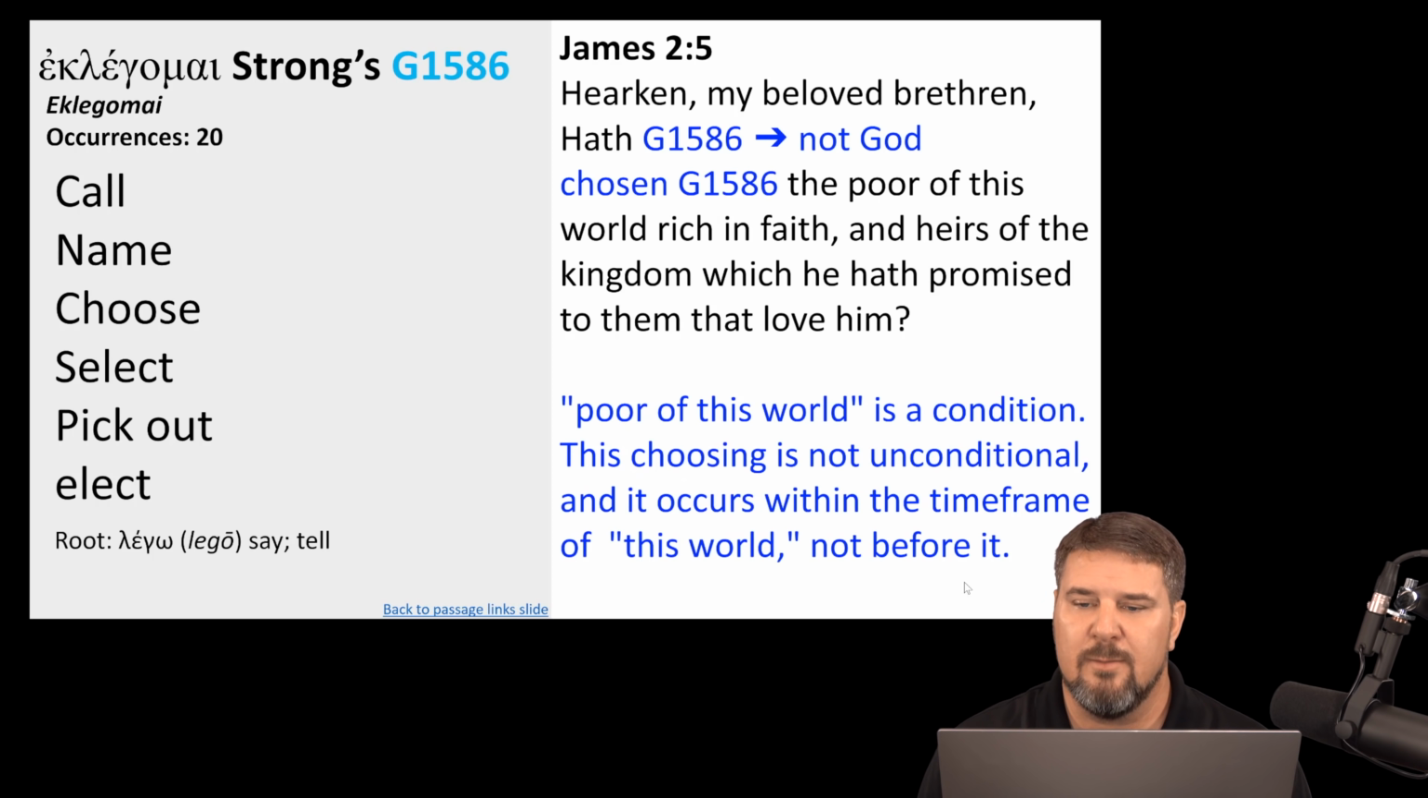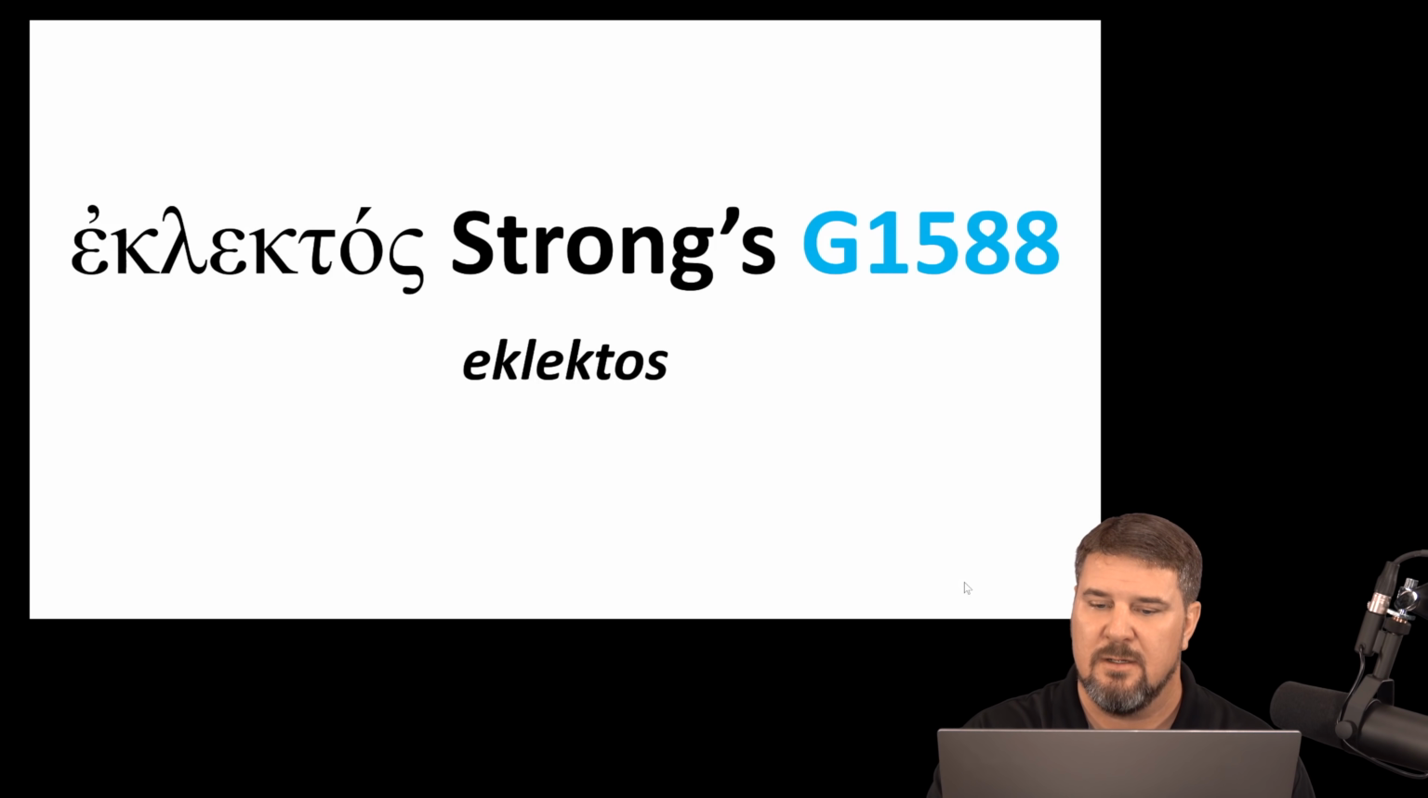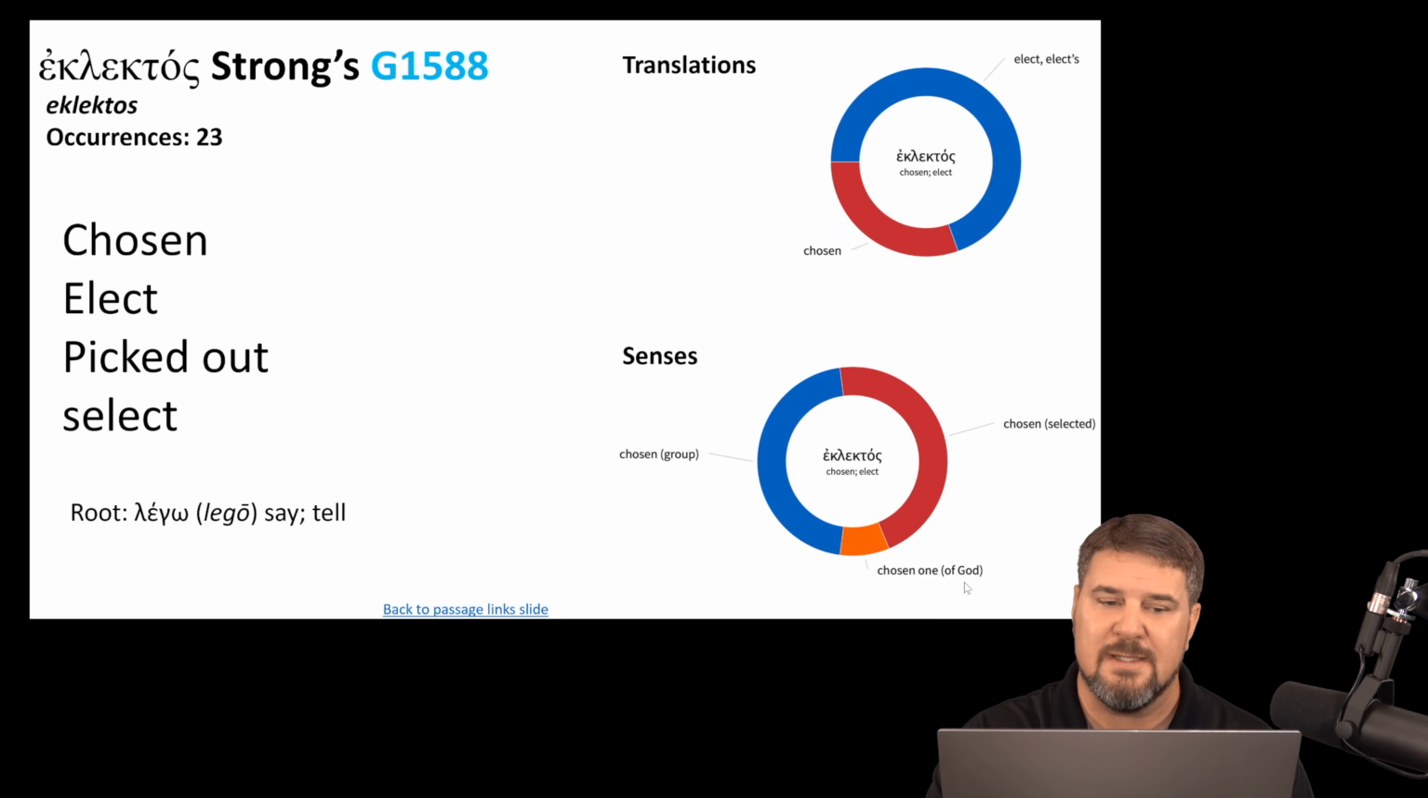James 2:5, hearken, my beloved brethren, hath not God chosen the poor of this world rich in faith and heirs of the kingdom which he hath promised to them that love him? So the poor of this world is a condition. This choosing is not unconditional, and it occurs within the time frame of this world, not before it. Now Strong's Greek 1588, eklektos, and it occurs 23 times: chosen, elect, picked out, and select.